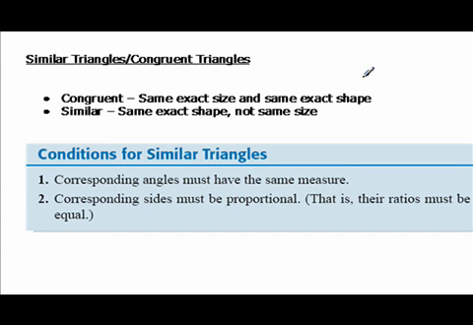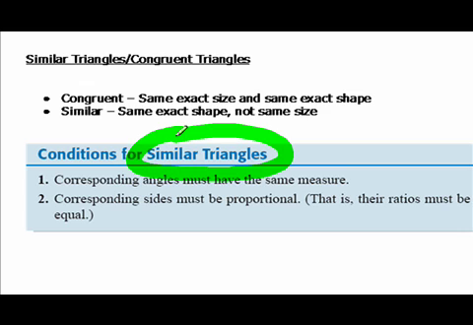Same size, same shape. Similar, on the other hand, they have the same shape, but they have different size. Meaning, one is an enlargement or a reduction of the other. It's like a mini-me of a triangle. The second one, similar triangles, is the one that you and I are going to focus on for the remainder of this course.